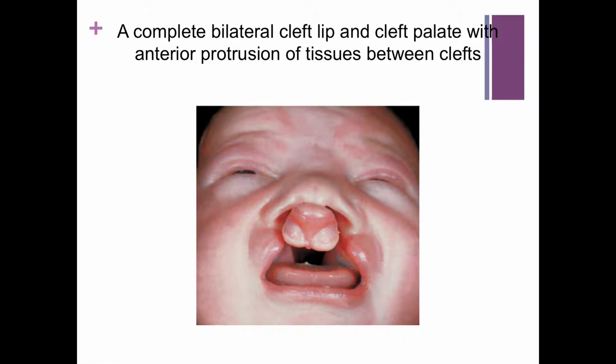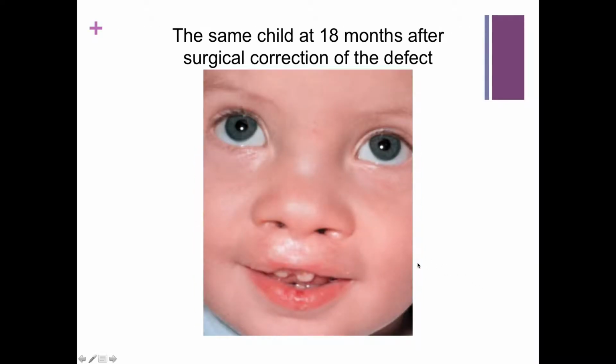In this case, this is what this looks like upon birth, and then this is the same kid, 18 months after surgical correction. So we see that this is a surgery that is very, very successful in closing the lip and the palate.